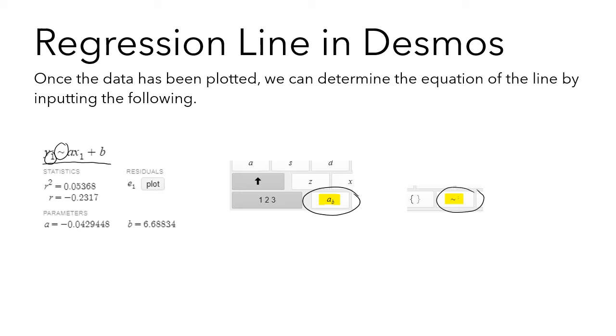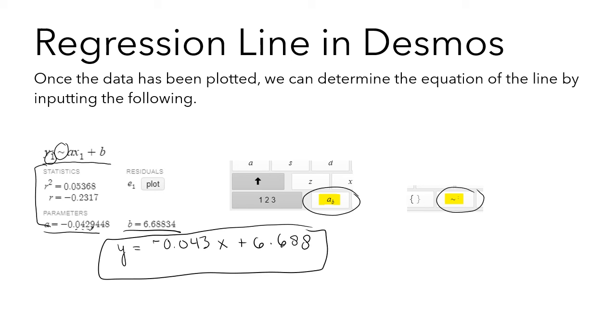Once you put this in, automatically Desmos is going to give you this output. And here are the 2 numbers that you're most interested in. These determine the equation of your line. So in this case, it would be y equals a, and I'm going to go ahead and round this to 3 decimal places. So 1, 2, 3. So this will be negative 0.043, and that's times x, plus b, rounded to 3 decimal places, 6.688. So this is the equation that models my data.